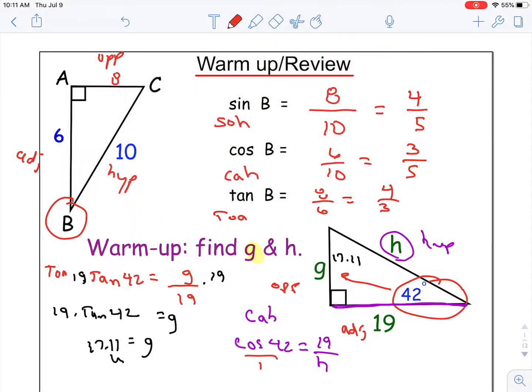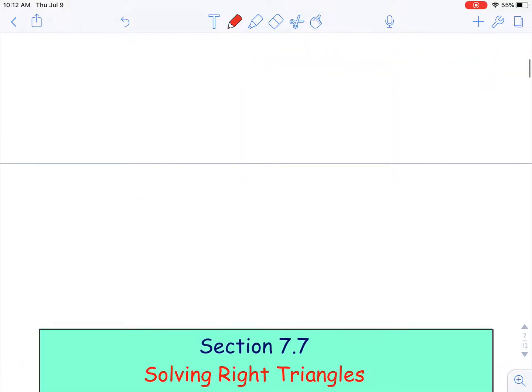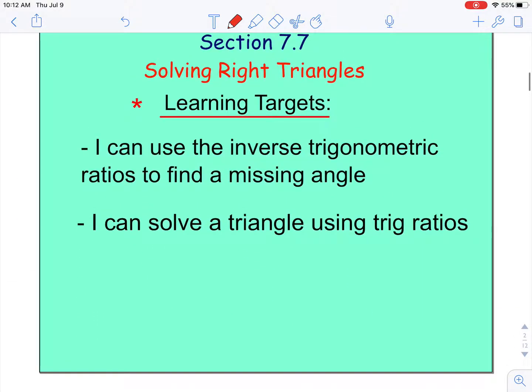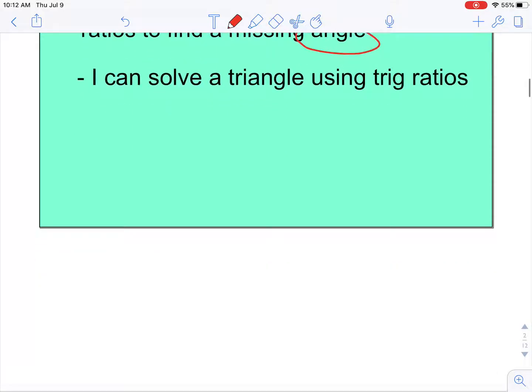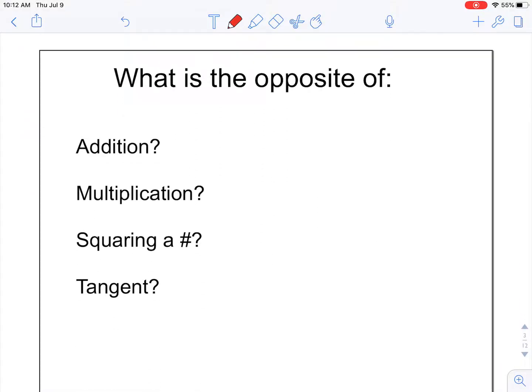And here's where I can exchange those means, if that makes sense to you. Otherwise, put a 1 under this and cross multiply, or switch those around. And that gives you that h is going to equal 19 divided by the cosine of 42. And so our h value is approximately 25.57 units. So just a little quick review of what we've done before we move on. We're going to use the inverse trig ratios to find missing angles now. Before we were only finding missing sides, now we're going to find angles, and then we're going to use that to solve a triangle, which means finding all the missing sides and angles.